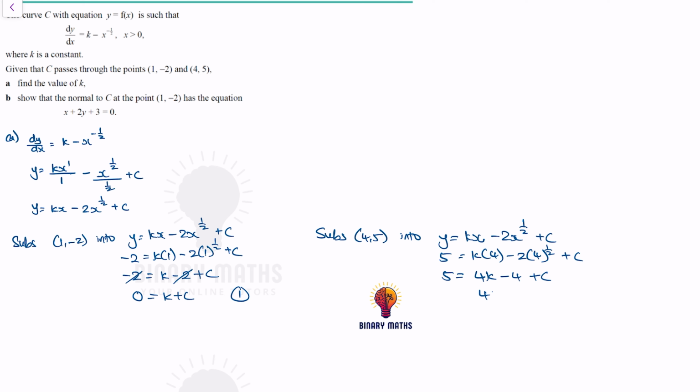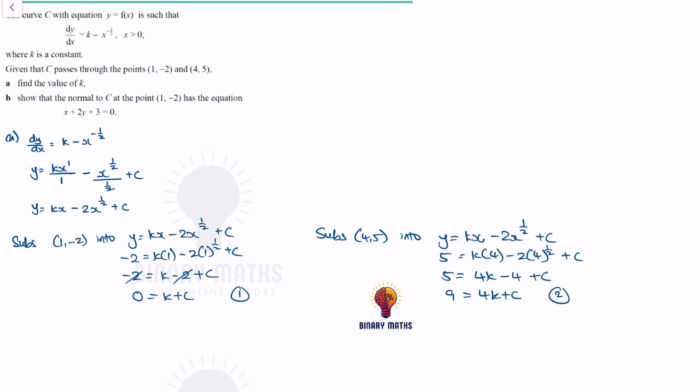Okay, if I substitute the point (4, 5) into y = kx − 2x^(½) + c, I get 5 = k × 4 − 2 × 4^(½) + c, which means 5 = 4k − 2 × 2, which is −4, plus c, which means 4k + c = 5 + 4, which is 9.